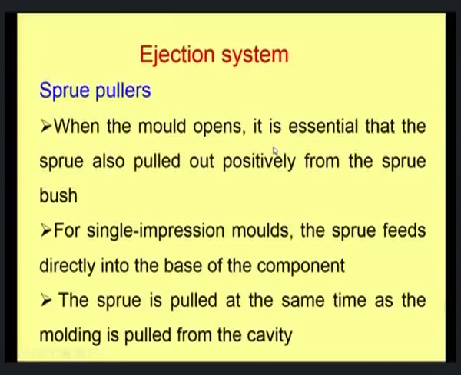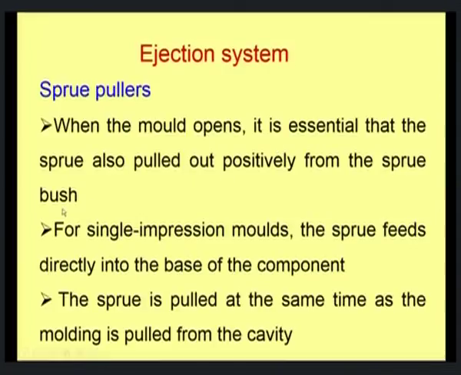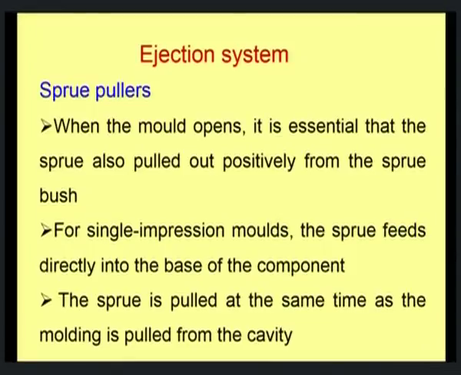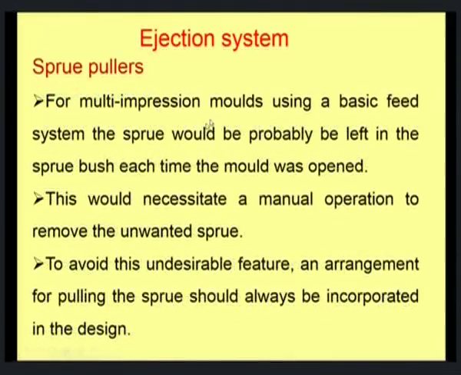When the mold opens, it is essential that the sprue also be pulled out positively from the sprue bush. For single impression molds, the sprue fits directly into the base of the component. The sprue is pulled at the same time as the molding is pulled from the cavity. That is, the ejection system will act in such a way that once the product is ejected, it also ejects the sprue, runner and gate. For multi-impression molds using a basic feed system, the sprue would probably be left in the sprue bush each time the mold was opened.